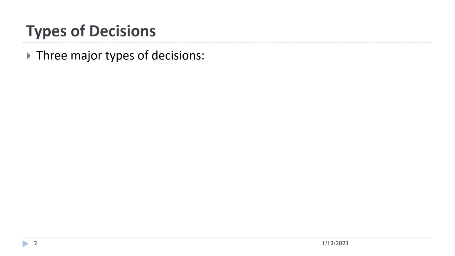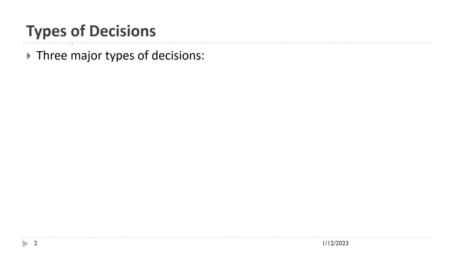First, today we will talk about the three major types of decisions that we will be dealing with as part of the decision support system. With respect to DSS, our discussions are all about how all this is relevant to decision support systems. So, the three major types of decisions that we need to talk about: the first one is the independent decision.